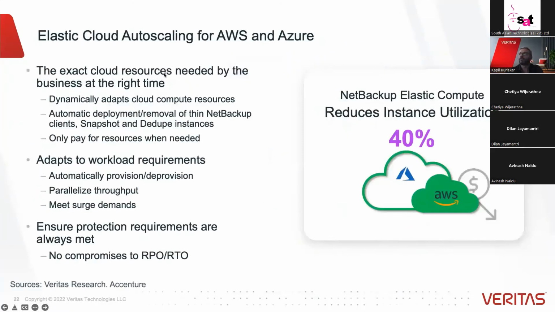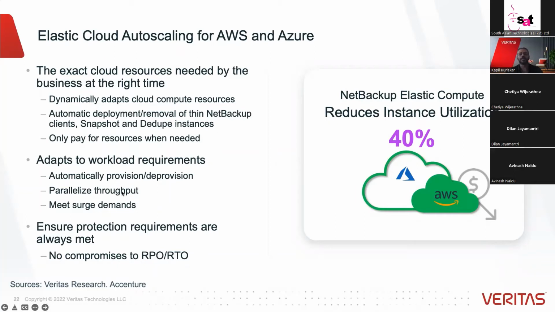Okay. Now, elastic auto scaling for AWS and Azure: the exact cloud resources needed by the business at the right time. Like I said, it dynamically adapts to the compute resources, with automatic deployment and removal of thin NetBackup clients, snapshots and dedupe instances. So you only end up paying for the resources when they are needed. It adapts to workload requirements. Like I said, automatic provisioning and deprovisioning parallelizes throughput.